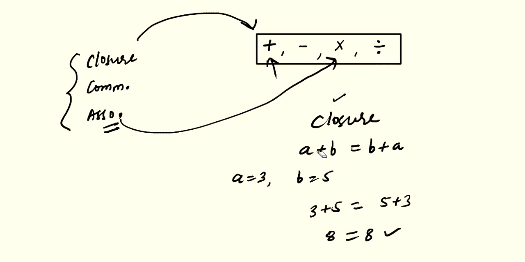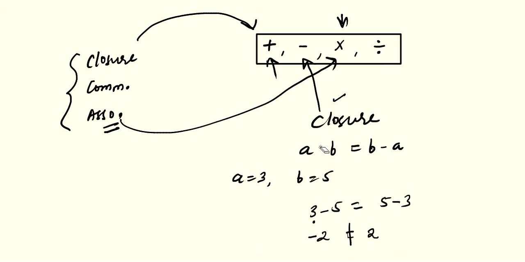The same we do for subtraction, a minus b and b minus a. Now 3 minus 5 equals 5 minus 3? Here you are subtracting a bigger number from a smaller number. 3 minus 5 gives minus 2, and 5 minus 3 gives plus 2. So minus 2 and plus 2 are not equal, they are different. That means the property is not applicable in subtraction.